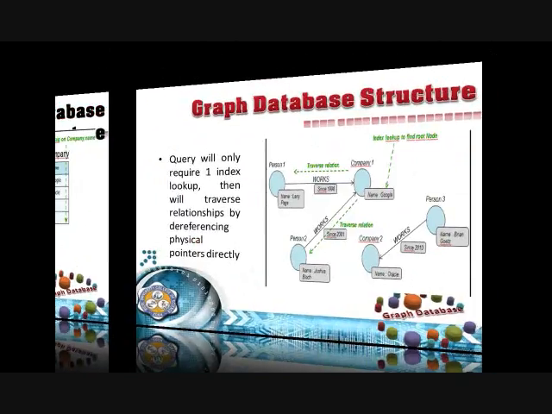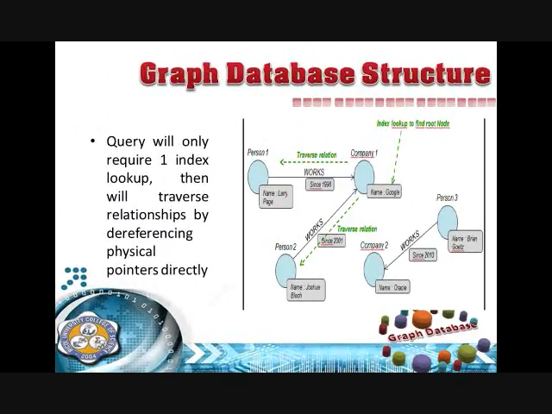While in the graph database, with the same problem, we can only have one query that requires one index lookup. Then one index lookup will traverse relationships by dereferencing physical pointers directly. For example, here, node Google can be searched only once, and the connections or the persons can be easily retrieved by using its edges or the links.